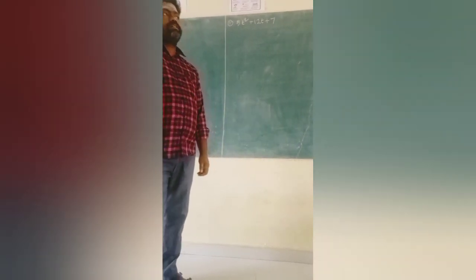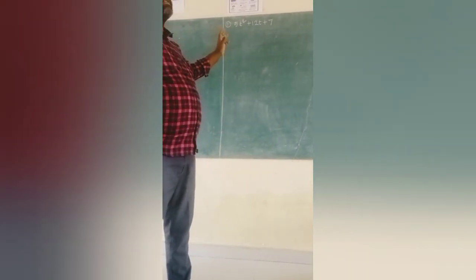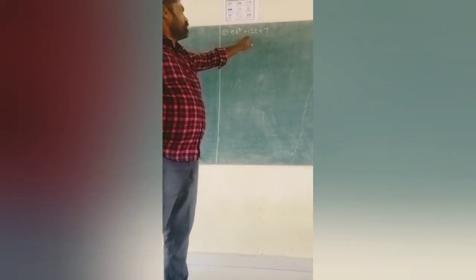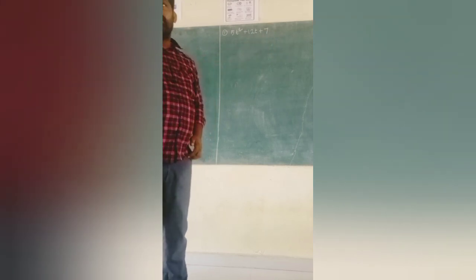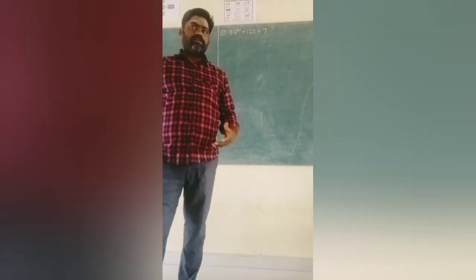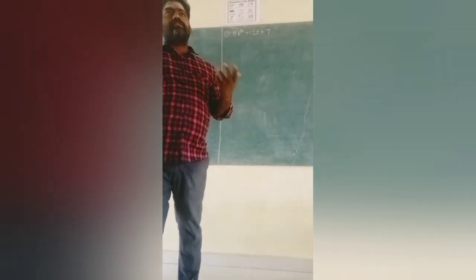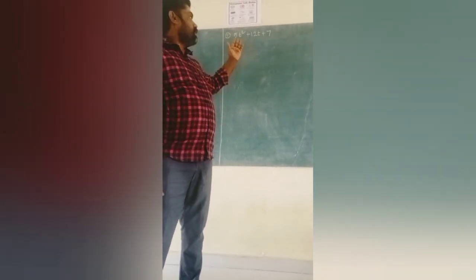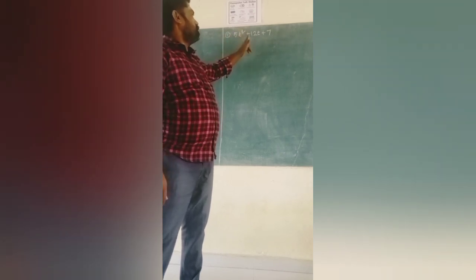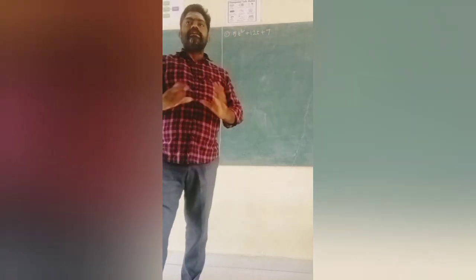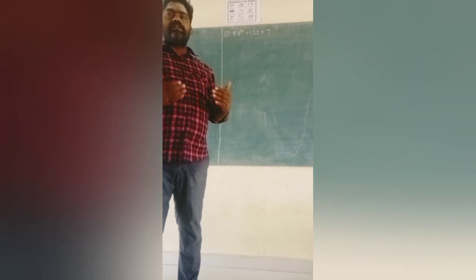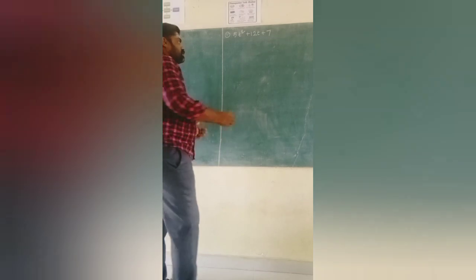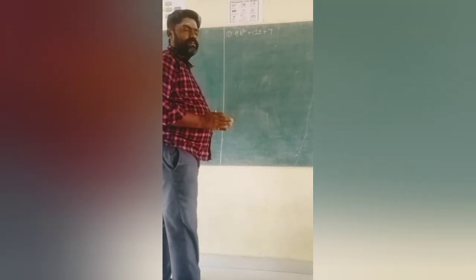So now we are going to see about these questions. Listen here: 5t square plus 12t plus 7. So what is the question? First they are asking to find the zeros of the quadratic polynomial 5t square plus 12t plus 7 and verify the relationship between the zeros and the coefficients. Okay. First of all, you need to find the zeros.